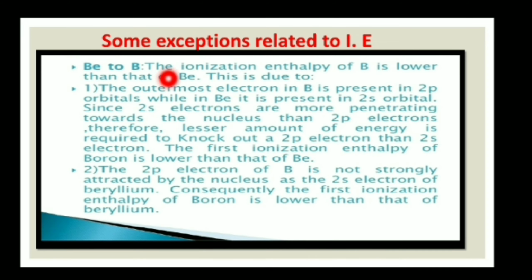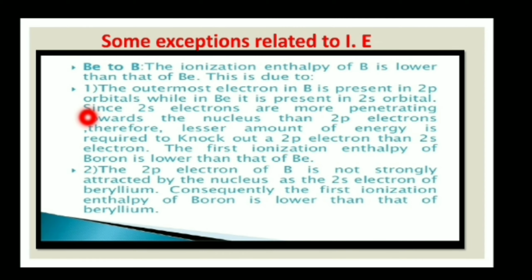See, the ionization enthalpy of boron is lower than that of beryllium. Means beryllium has a higher ionization enthalpy as compared to boron. This is due to the reason that beryllium has a stable electronic configuration, so it is more stable. Then there are two reasons here.